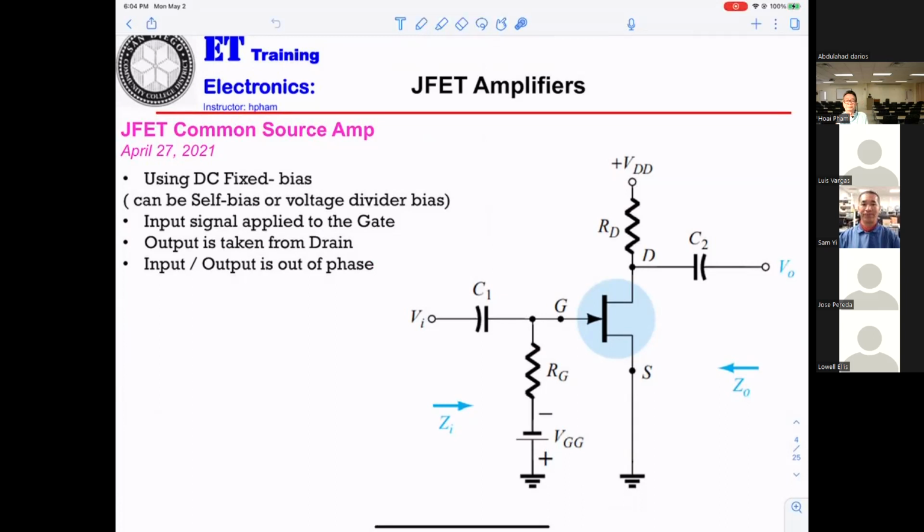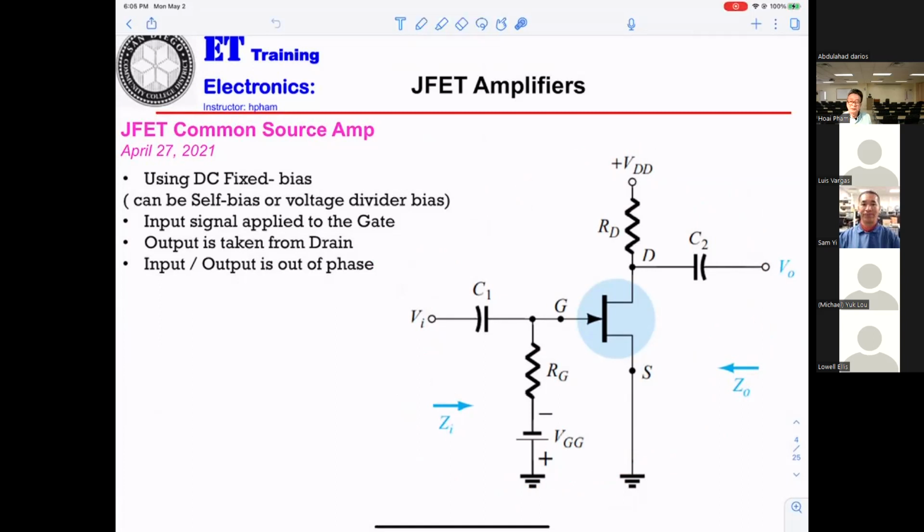What common? You have to tell me which DC bias. Fixed bias. What DC bias? Which one? Source. No, there's a fixed bias. Exactly. That's what.